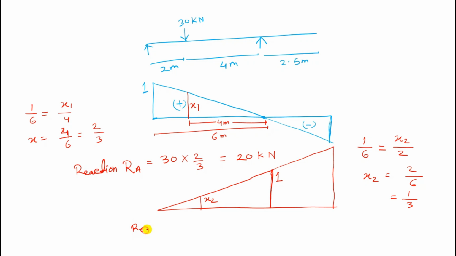So reaction RB equals 30 into 1 by 3, that is 10 kilonewton. So 10 kilonewton will be the reaction RB, and 20 kilonewton will be the reaction RA. So this is the influence line diagram for RB, and this is the influence line diagram for RA.